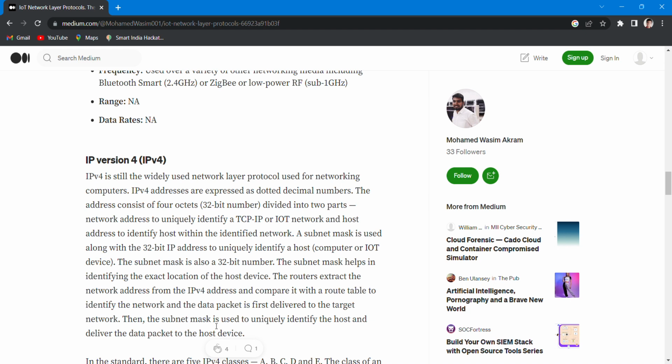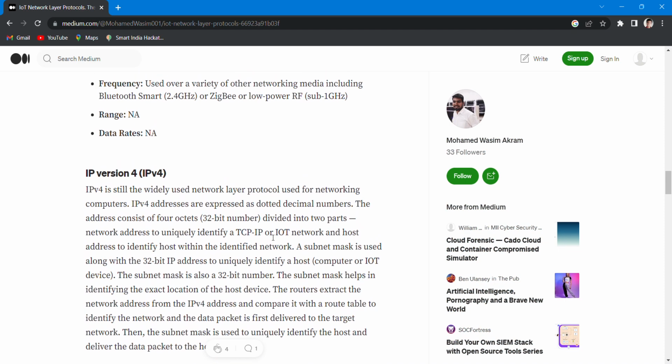As you may know, IP is the fundamental protocol used for communication on the internet, and it also plays a critical role in IoT networks. IP enables devices to communicate with each other across different networks using unique IP addresses to identify each device. In IoT networks, both IPv4 and IPv6 are used.